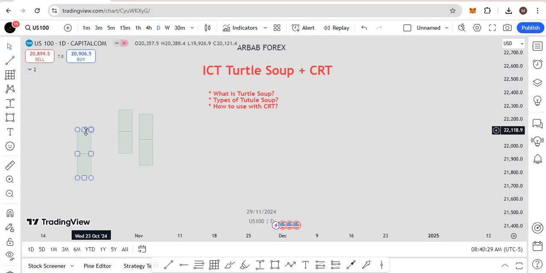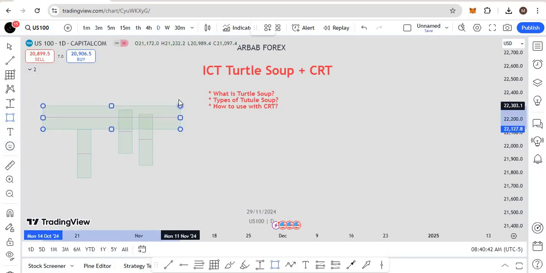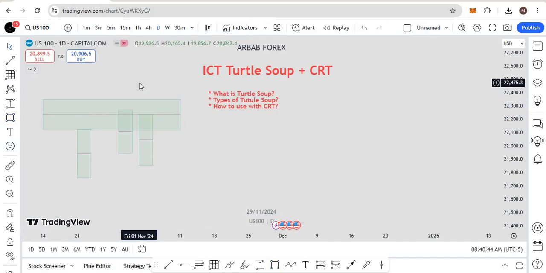From this swing point upside you should have some sort of key area. That key area should be from a higher time frame. It can be anything, your order block, fair value gap, whatever. It should be from a higher time frame.